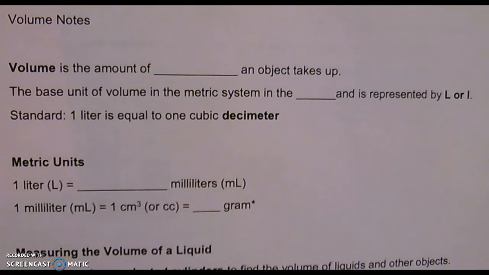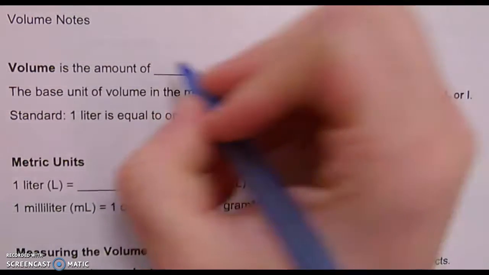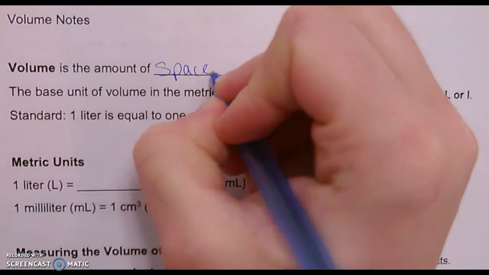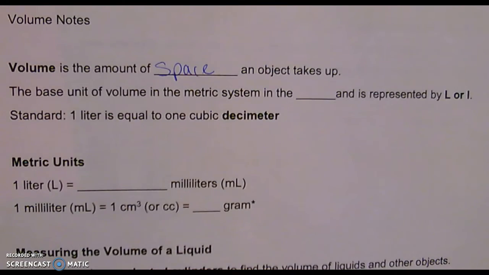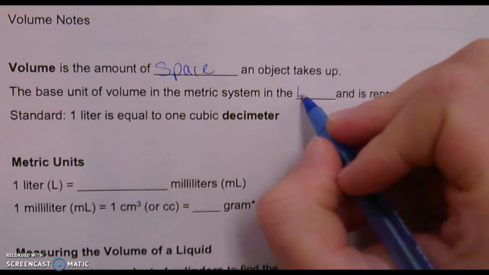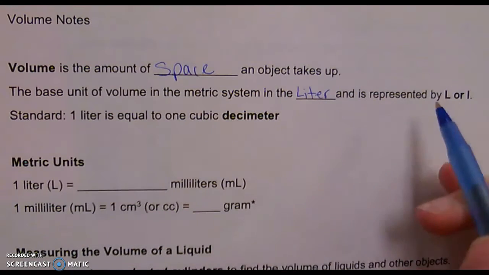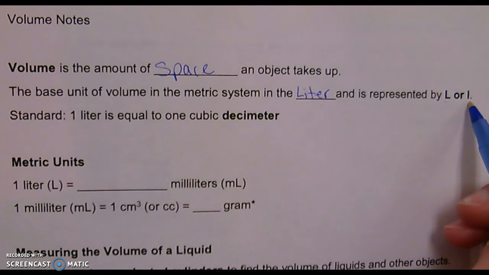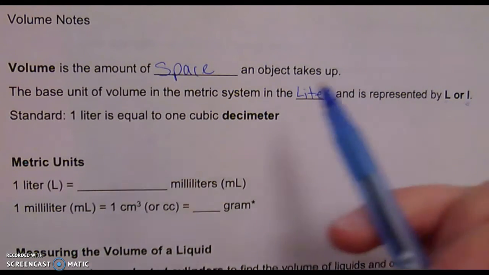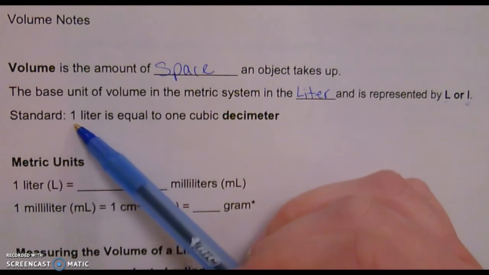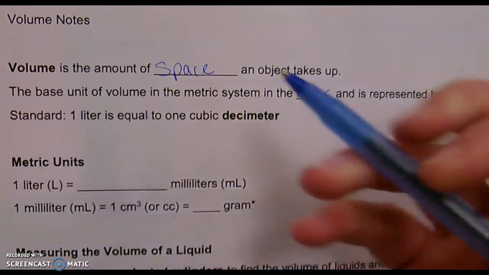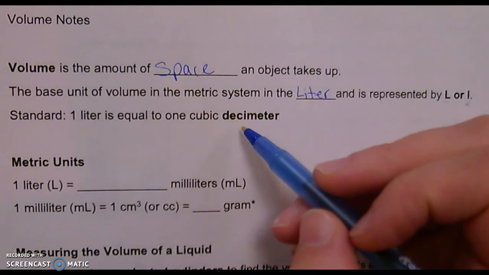Right, these are our notes on volume. Volume is the amount of space an object takes up. The base unit of volume in the metric system is the liter, and it's represented with the capital L or the lowercase l. 1 liter is equal to 1 cubic decimeter.